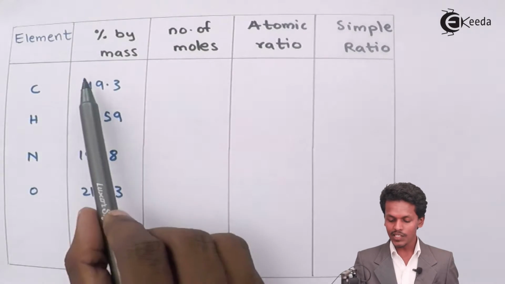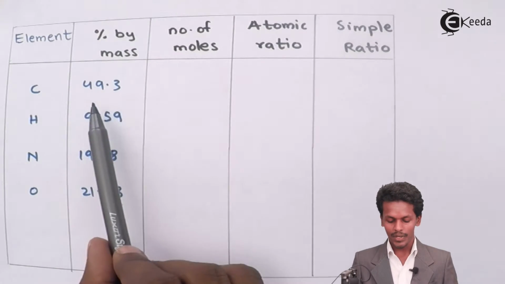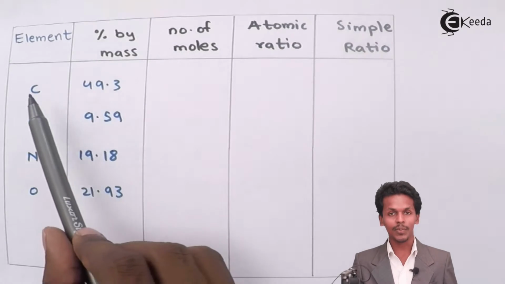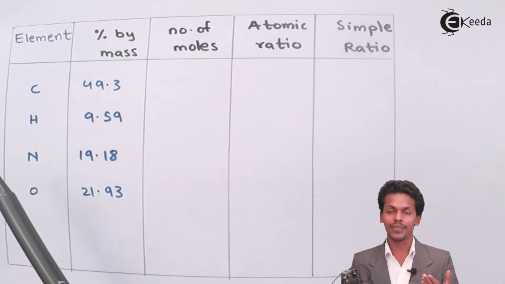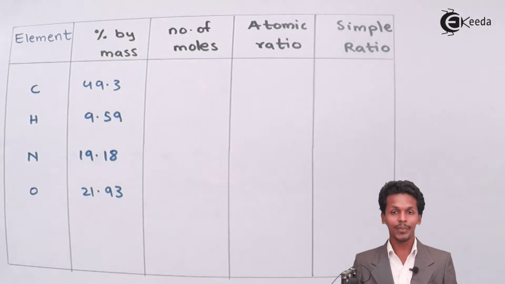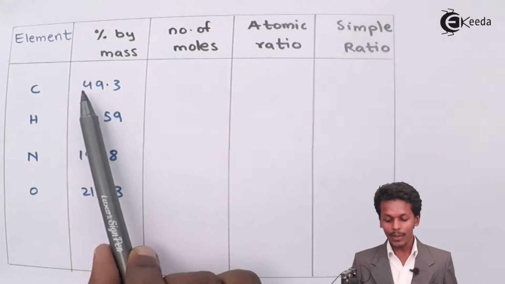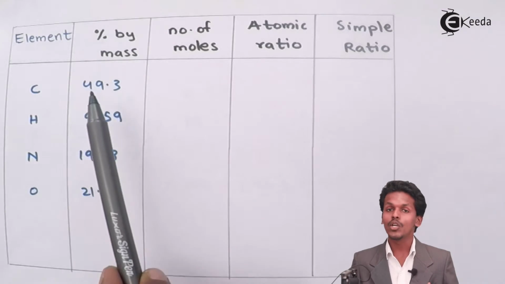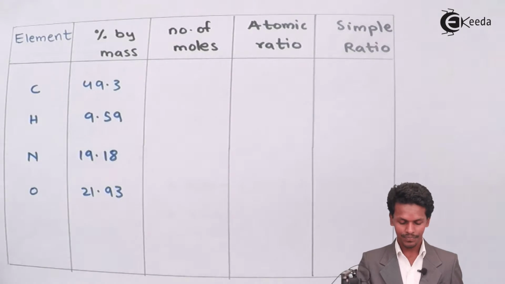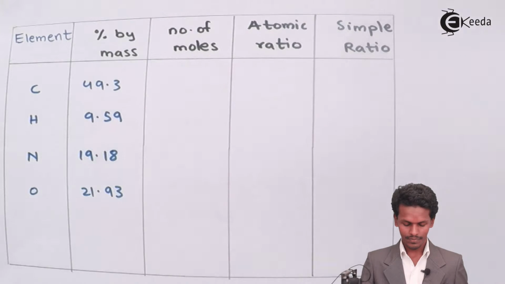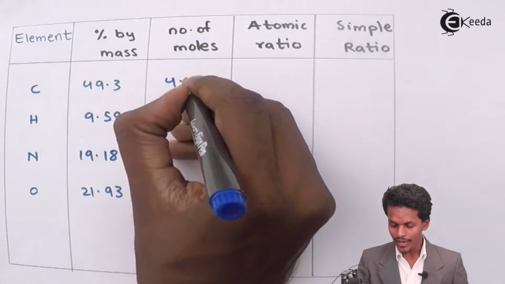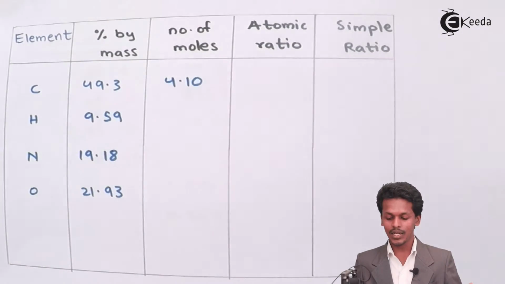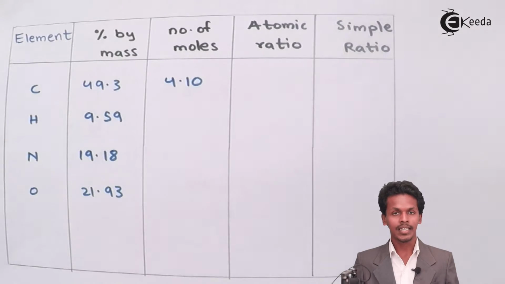In this case the weight is already given, that is 49.3, but when I calculate the number of moles for carbon, and as I know that the atomic weight of carbon is 12, I'll divide 49.3 by 12. So let us see what is the answer. We have got 4.10. So this is the number of moles of carbon present in that compound.